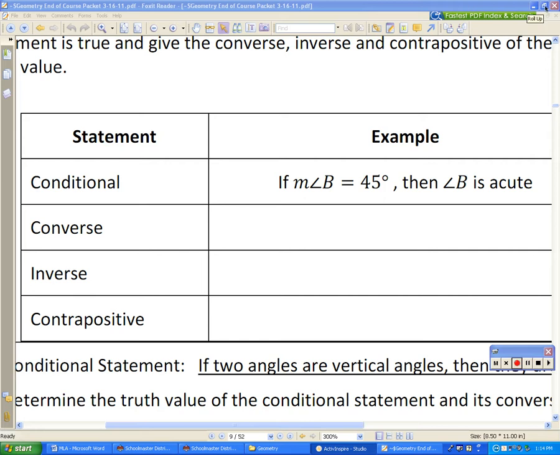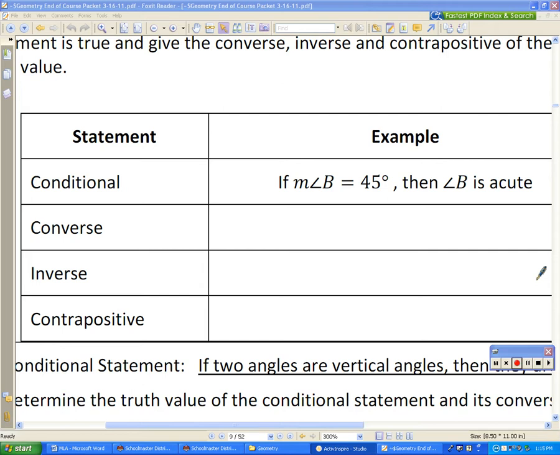The problem with me writing it down is when I do it on this, my pen through my board freaks out. If angle B is acute, then it equals 45 degrees. So that's the converse because we flipped them around.